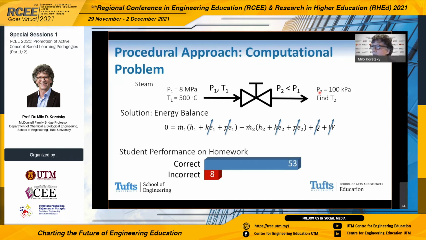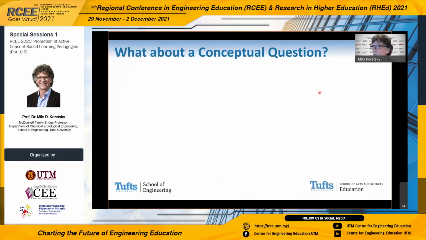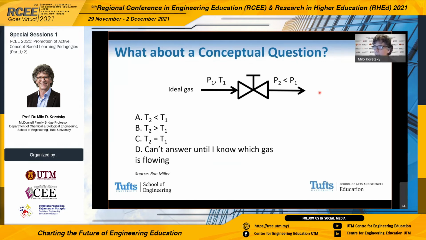And when they do that, they do pretty good at this. So in one case, 53 out of 61 students in a class get it. Then if we go and ask, well, what about a conceptual question? So here's a question very similar. It's the same valve, but now instead of steam, we have an ideal gas. And they're not asked to calculate anything. We just want to know, does the temperature decrease, increase, stay the same, or you can't answer?